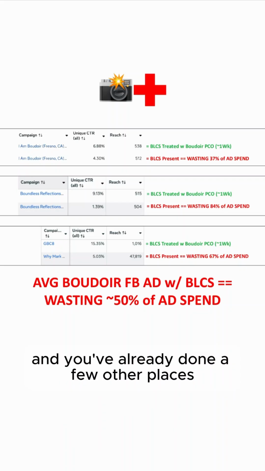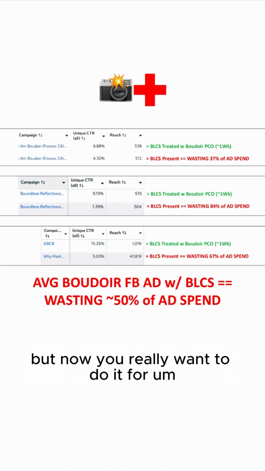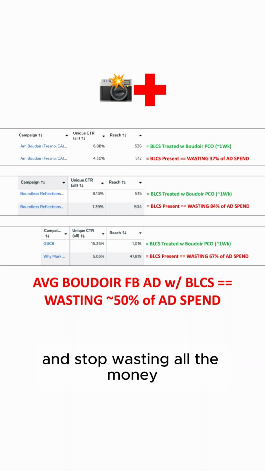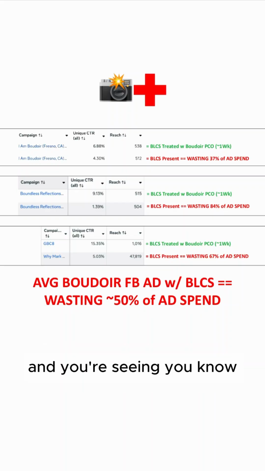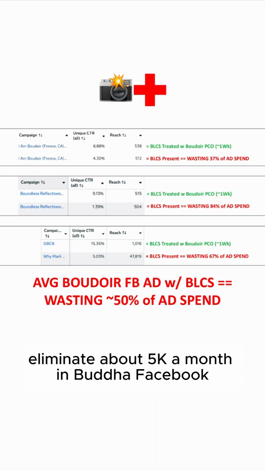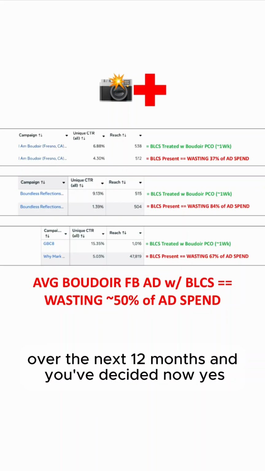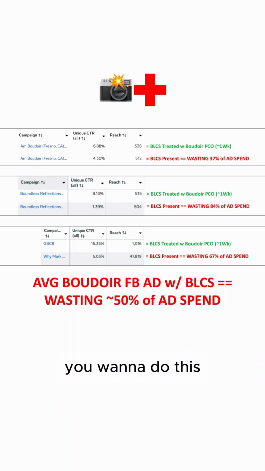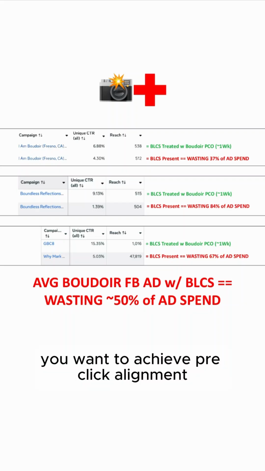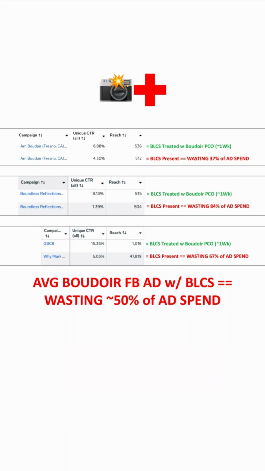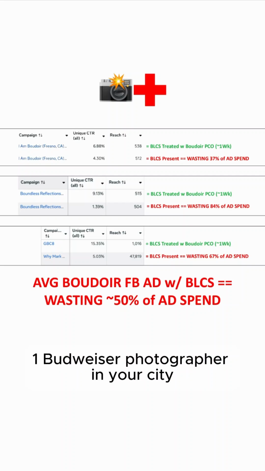And you've already done it in a few other places, but now you really want to do it for Boudoir Facebook ads, really plug the leaks, be as efficient as possible, and stop wasting all the money. You're seeing you can probably eliminate about 5K a month in wasted Boudoir Facebook ad spend and keep that back in your pocket. That'd be approximately 60K over the next 12 months. And you've decided now, yes, you want to do this. You want to achieve pre-click alignment, become a dominant Boudoir advertiser, and have Boudoir brain entry boost on your path to becoming the number one boudoir photographer in your city.